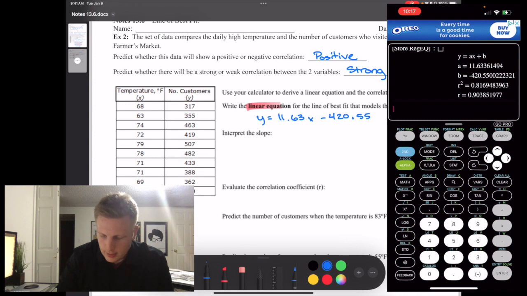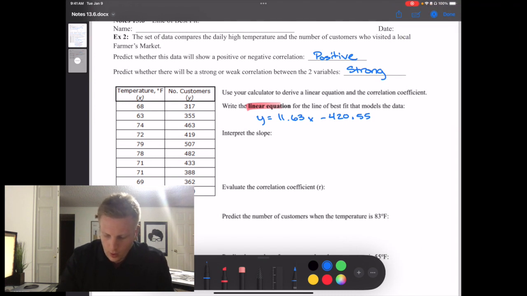So there's my equation. All done. We're going to look right here at my slope. So that's the 11. Let's just remind ourselves, slope is our change in y over our change in x. And so it looks like this is going to be how much our customers change depending on our temperature here. So this one, my slope is positive.